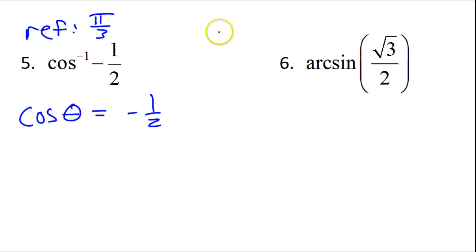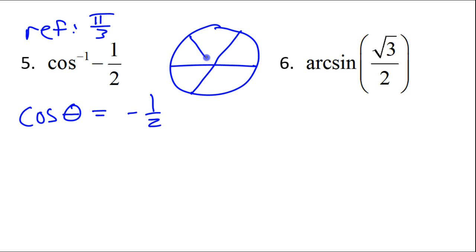Okay, so if we look at a sketch real quick, there are 4 positions where cosine is going to give us 1/2. Those 4 positions are here, here, here, and here. But 2 of them are positive and 2 of them are negative cosines. We want the negative ones. Cosine is negative to the left of the y-axis, so here and here.